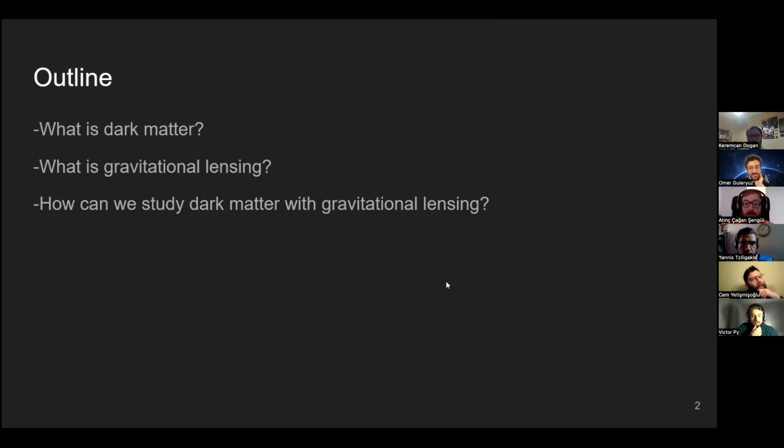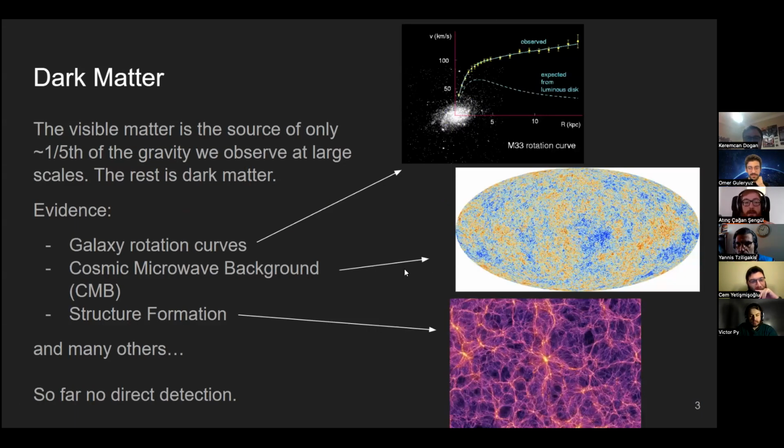So let's go over the outline of my talk. I'll be first talking about dark matter, what is it, and cosmologically why is it relevant, and then I'll give some introduction on the mathematics of gravitational lensing and how it allows us to study dark matter. And then I will go into more details on what particular properties of dark matter we can probe using gravitational lensing. Okay, let's first talk about dark matter.